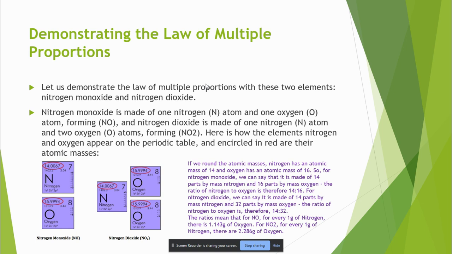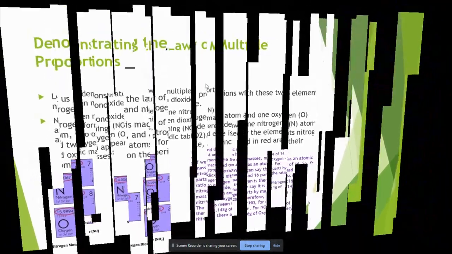If you check the ratio between 1.143 and 2.286, it will be a simple whole number. It will be 1:2. Do you get my point? That's just the idea behind multiple proportions.